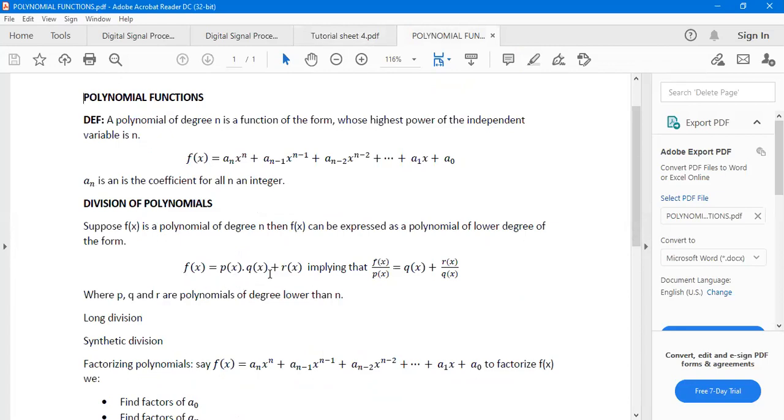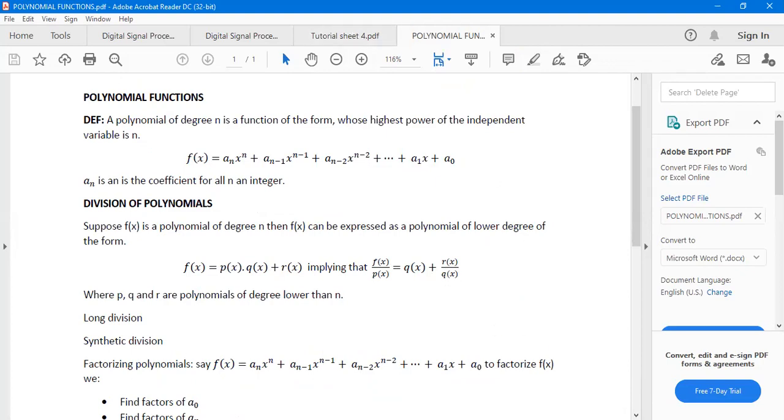Since we have divided by, say, p. In that case, our p, which is the divisor, was negative 2x squared plus x minus 3. So we need to express our f of x in this form, so that the remainder is shown together with the divisor.